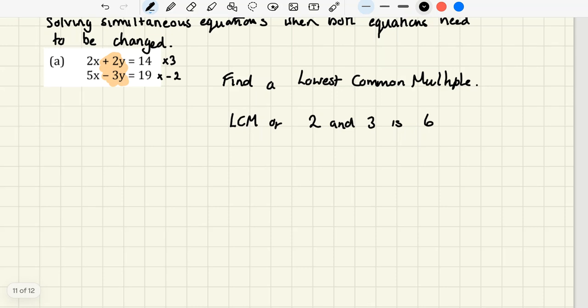So, if this is equation number 1 and this is equation 2, what's my new equation number 1 going to be if I multiply through by 3? 6x plus 6y is equal to 20. Times by 3.